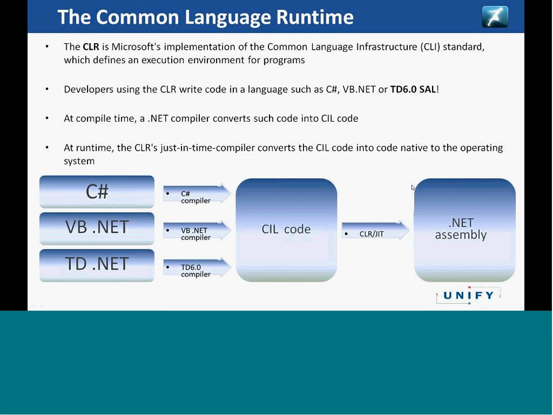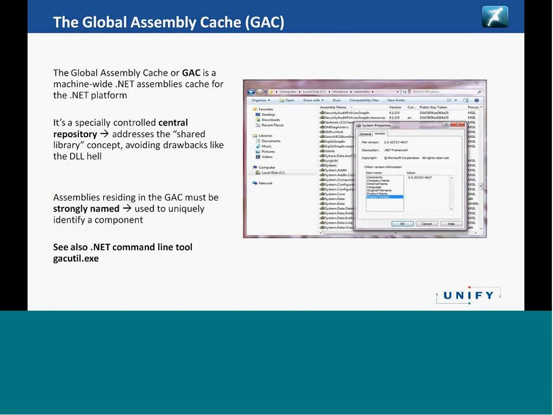The Common Language Runtime is the Microsoft implementation of the Common Language Infrastructure, CLI. Basically, what I want to tell you in this slide is that you can have different development tools, as we already talked about. TD.NET, now that we support a .NET target, will convert SAL code to CIL code. And the Common Language Runtime and the just-in-time compiler will dynamically compile your code. The net result is that this is extremely optimized. You're going to get some sense of it when we talk about performance.